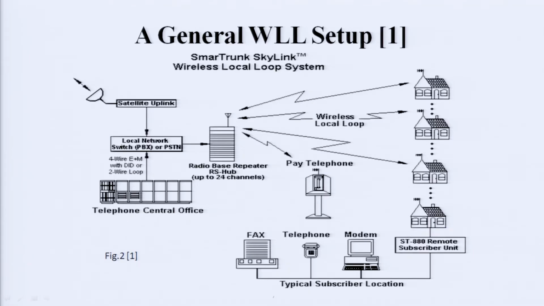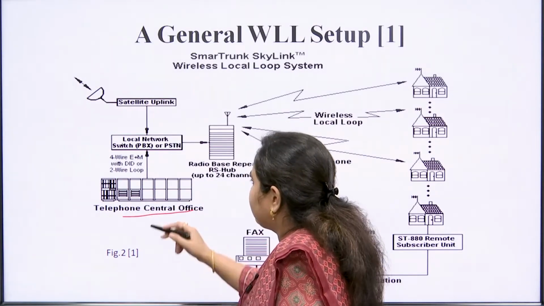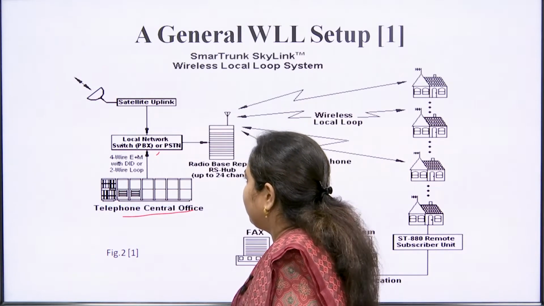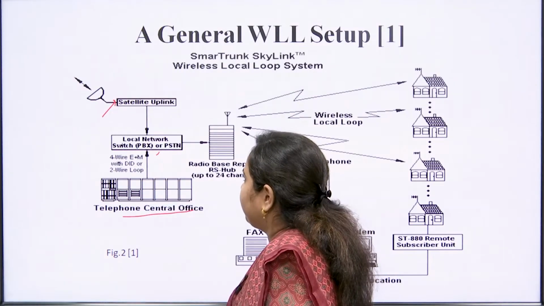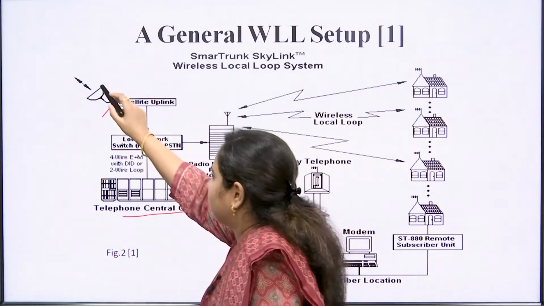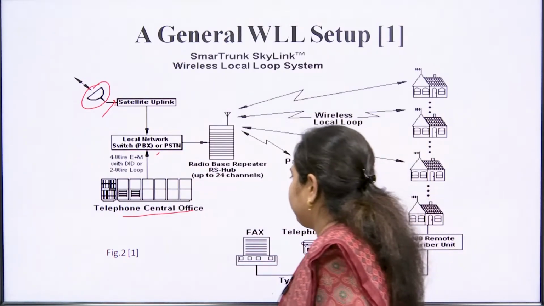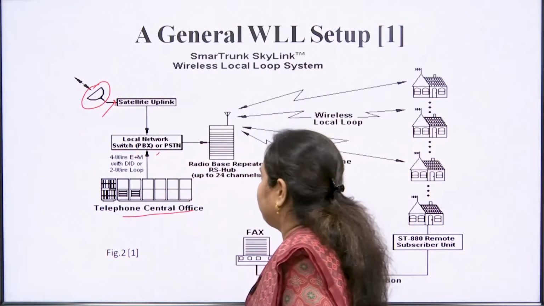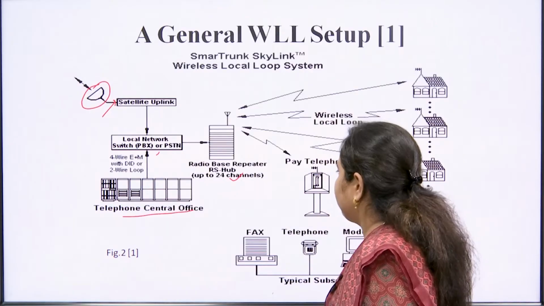Now, you can see this is the telephone central office. This telephone central office is connected to the PSTN, that is the public switched telephone network. To this, a satellite uplink will be there. So, a satellite will be connected through this particular antenna. This telephone central office is going to receive or transmit the signal through this link, and then it is connected to a radio based repeater.